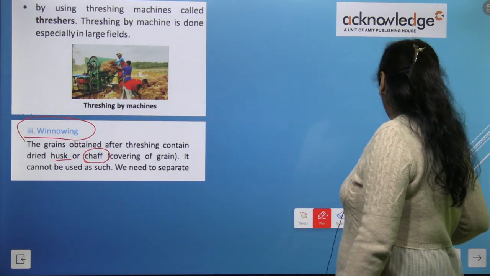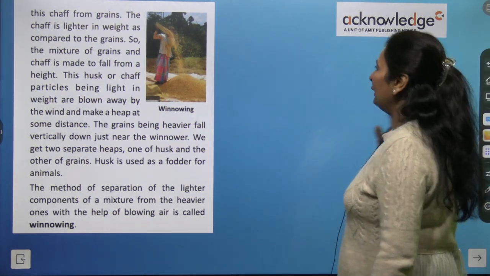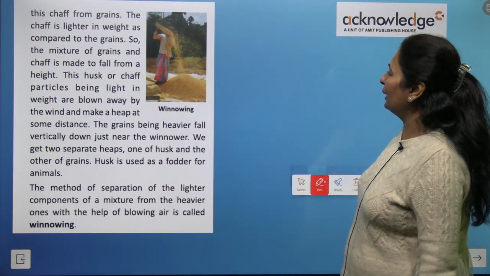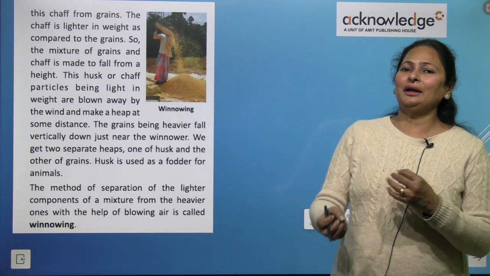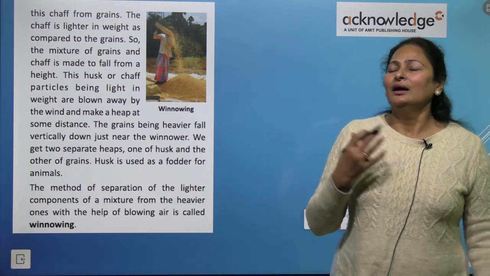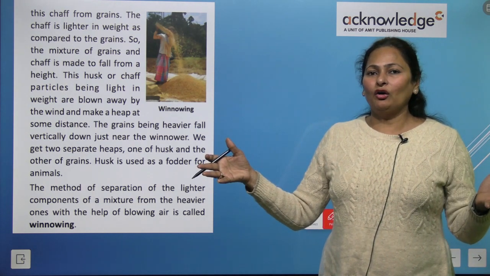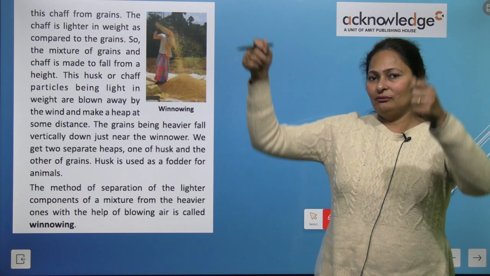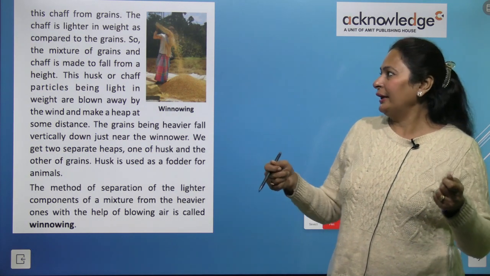Now how will we do it, kids? We will apply the process of winnowing. Here in this picture you can see a person separating the grain from the husk. How do we do it? We take a quantity of grains with the husk and we move it, right?